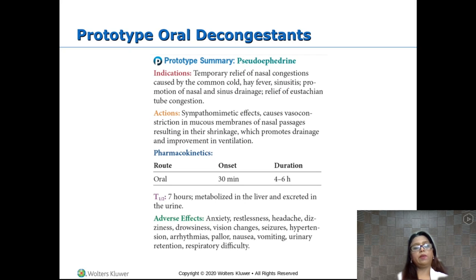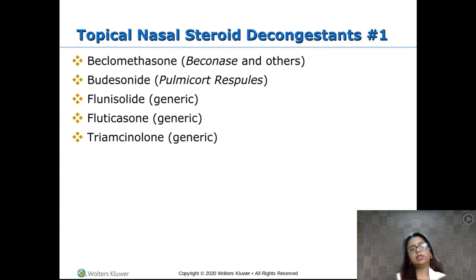Pseudoephedrine is a very strong nasal decongestant. We give it for the common cold, hay fever, sinusitis, any sinus drainage. What does it do? It causes sympathetic effects, which is bronchodilation, so the person is able to breathe better. Adverse effects could include anxiety, restlessness, headache, dizziness, drowsiness, vision changes, seizures, hypertension, arrhythmia, pallor, nausea, vomiting, urinary retention, and respiratory difficulty.